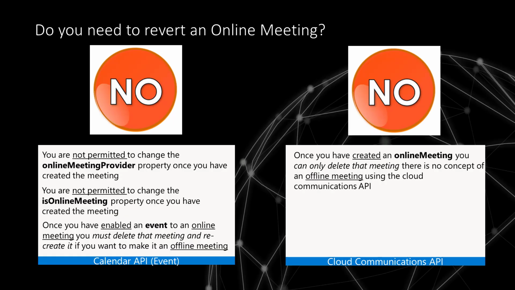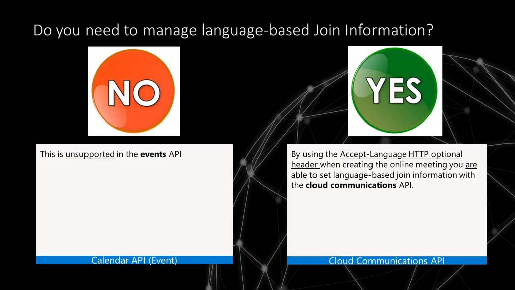This one here is an example of the control. Do you need to revert from an online meeting? Imagine a scenario where you had an online meeting and you wanted to go back from an online meeting to a non-online meeting. Could you do that? The answer is no, not at this time.